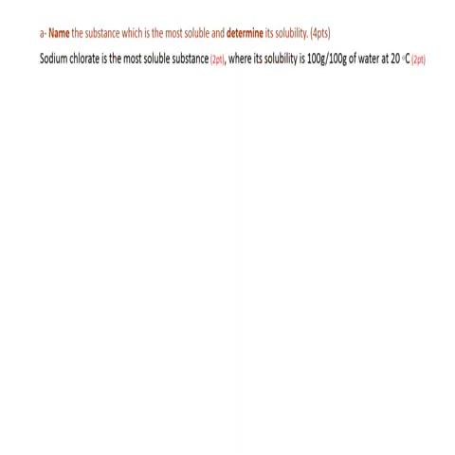A. Name the substance which is the most soluble and determine its solubility. The most soluble substance, as we see in the bar graph, is substance B. Substance B, which is sodium chlorate, is the most soluble substance, where its solubility is 100 gram dissolved per 100 gram of water at 20 degrees Celsius. When you name the substance, you will take 2 points, and for determining its solubility, you will take 2 points. So the total mark is 4 points.